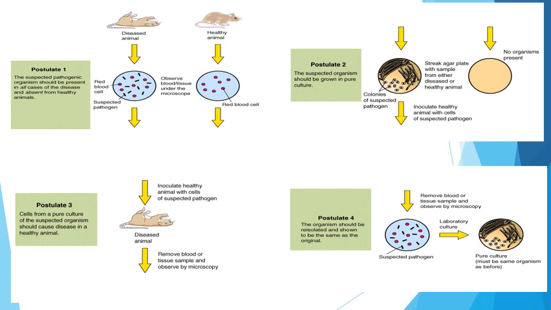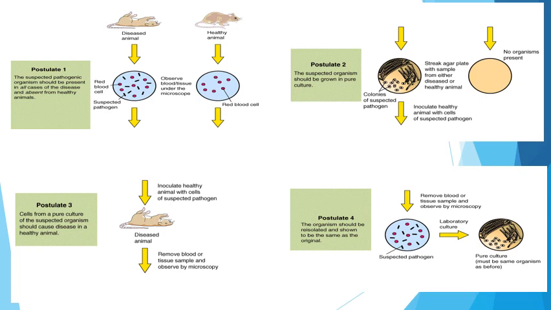Koch established a sequence of experimental steps for directly relating a specific microbe to a specific disease. These steps are known today as Koch's postulates. So Koch's postulates provide a framework for the study of etiology of any infectious disease. The first postulate is that the microorganism must be found in abundance in all organisms suffering from the disease, but should not be found in healthy organisms.